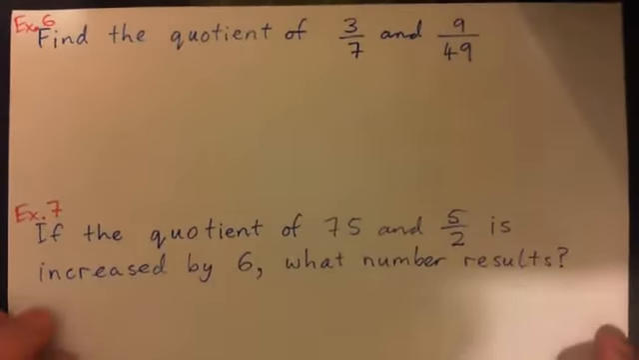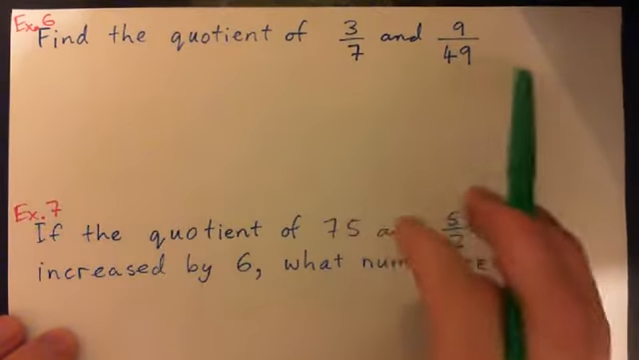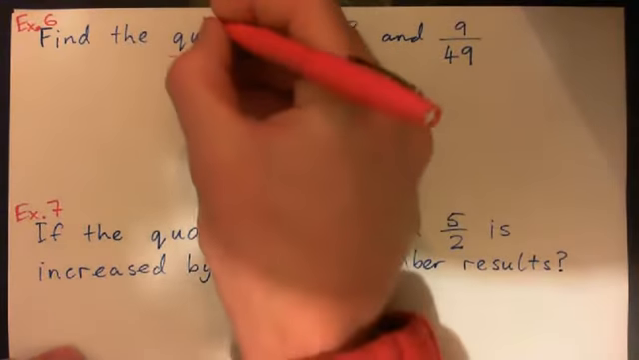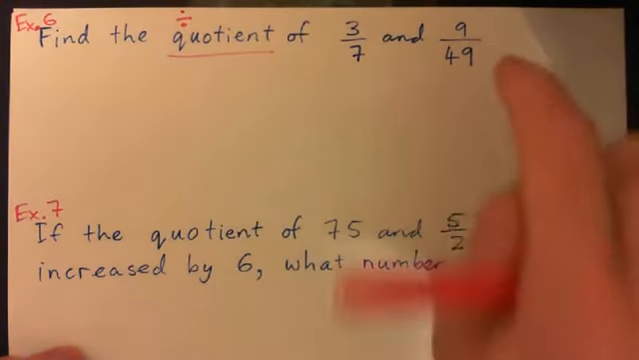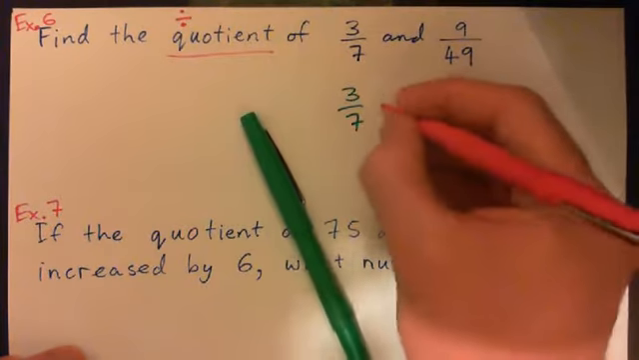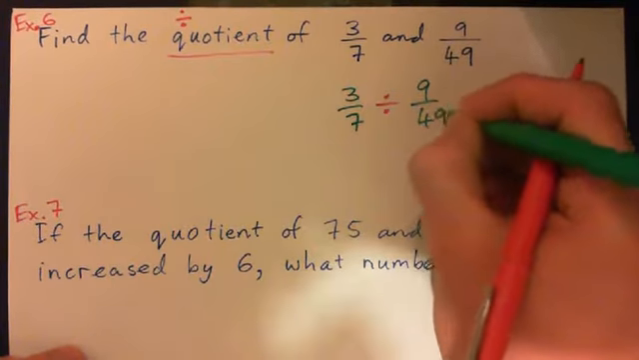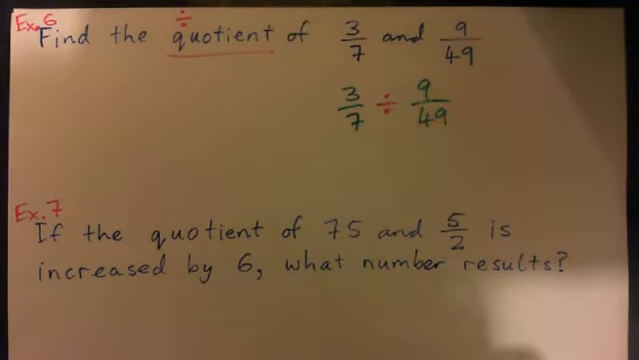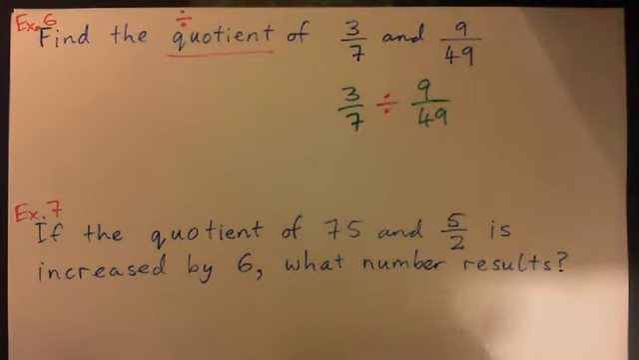Now, what if we had these examples? Example 6, find the quotient of 3/7 and 9/49. Quotient means divide. When you see quotient, it means divide. Quotient of this and this means you take the first number and you divide it by the next number. And then you just calculate that. So press pause and calculate it and you'll get the answer. Or just try and beat me, go faster than me, whichever.